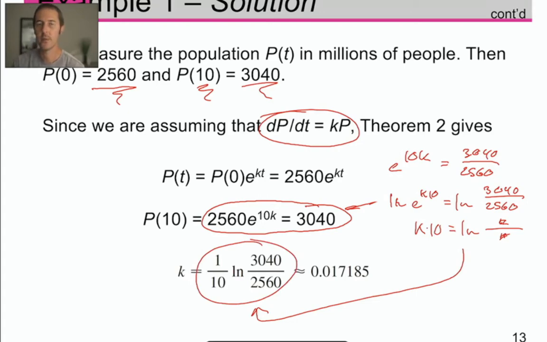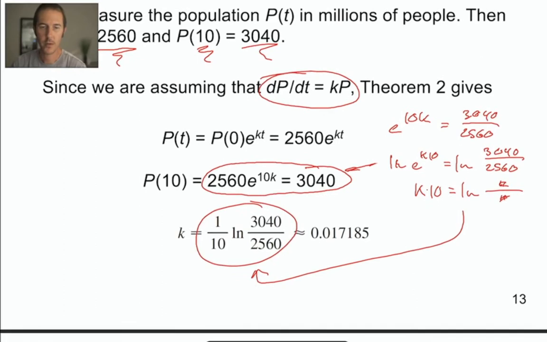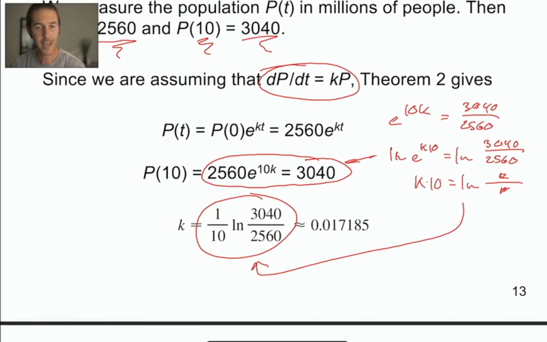And we get this. Type that into a calculator and you'll get approximately 0.017185. So that's our K value. Now, if you're using a graphing calculator, actually, I'm going to go grab my calculator, be right back.